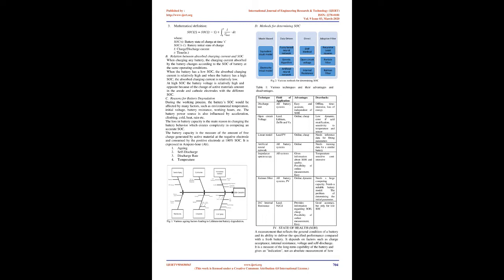C. Reasons for battery degradation. During the working process, the battery's SOC would be affected by many factors, such as environmental temperature, initial voltage, battery resistance, working hours, etc. The battery power source is also influenced by acceleration, climbing, cold, heat, rain, etc. The loss in battery capacity is the main reason for changing the battery behavior, which creates complexity in computing an accurate SOC. The battery capacity is the measure of the amount of free charge generated by active material at the negative electrode and consumed by the positive electrode at 100% SOC. It is expressed in ampere hour. 1. Aging. 2. Self-discharge.